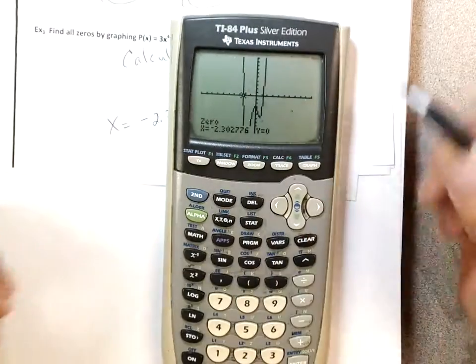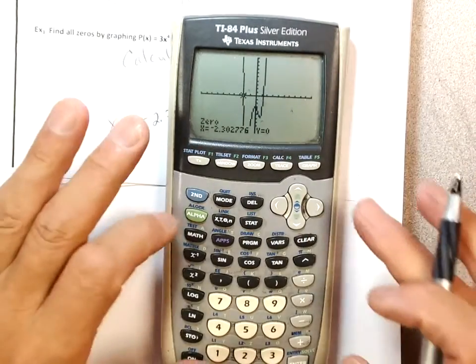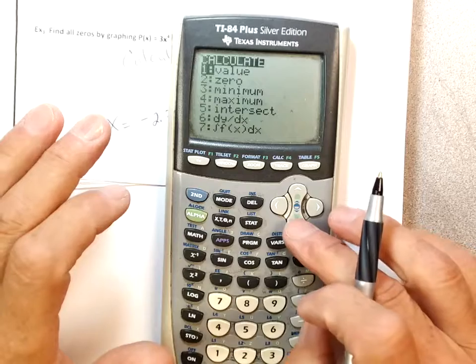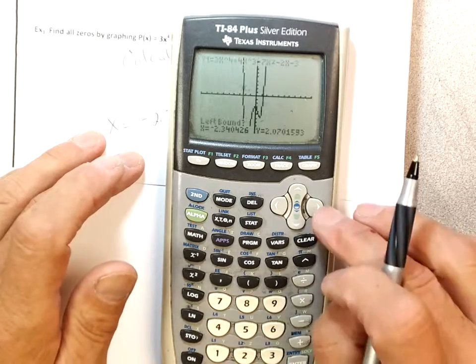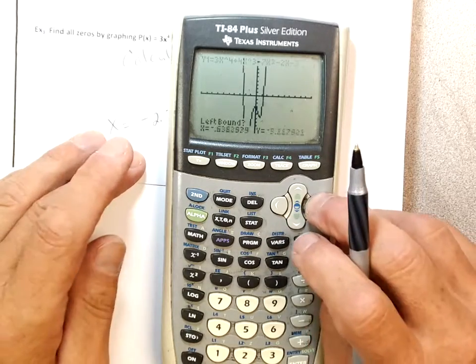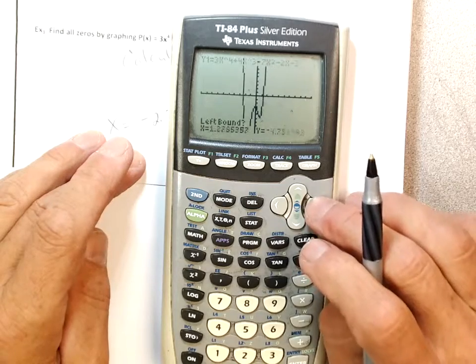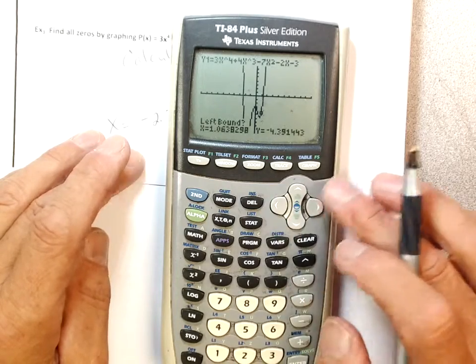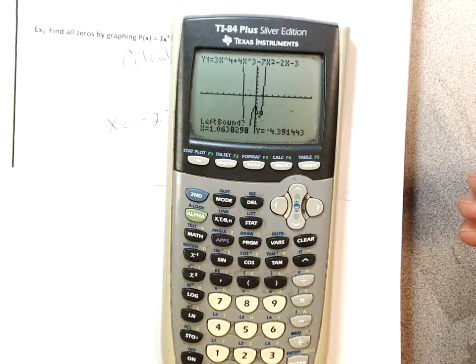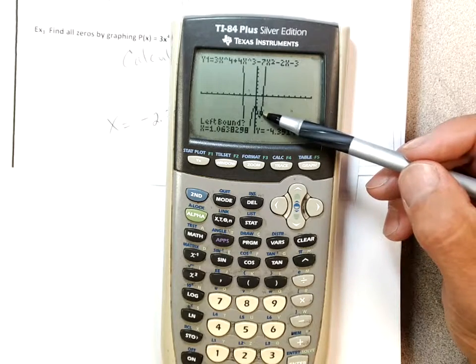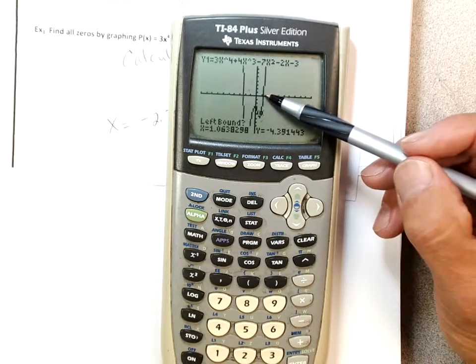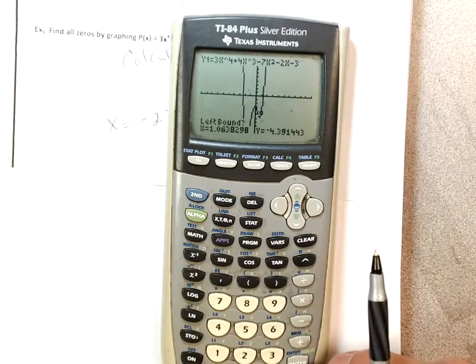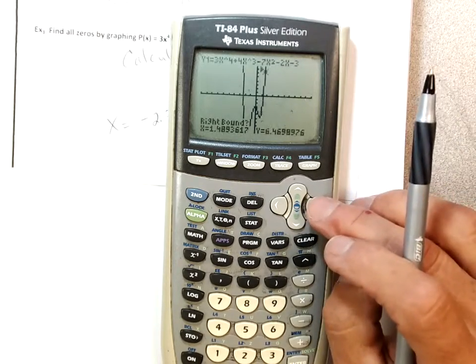And then the other one is over here by 1, so we'll do the same thing. We'll calculate my zeros. Take the cursor all the way over here. Okay, left bound's got to be below it. Does that make sense? Even though I'm below it, I'm still to the left of the 0. Okay, lock it in.